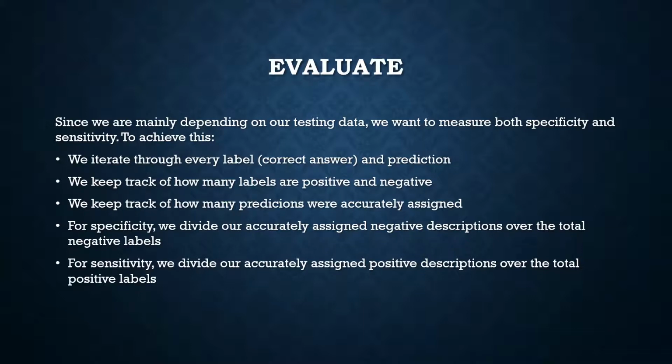So we will be iterating through every label and prediction, and keeping track of how many labels are positive and negative, like how many are good revenues and how many didn't give any revenue. We also keep track of how many of our predictions were accurately assigned according to the label. And to calculate the specificity, we divide our accurately assigned negative predictions over the total negative labels, while for our sensitivity, we divide our accurately assigned positive predictions over the total positive labels.